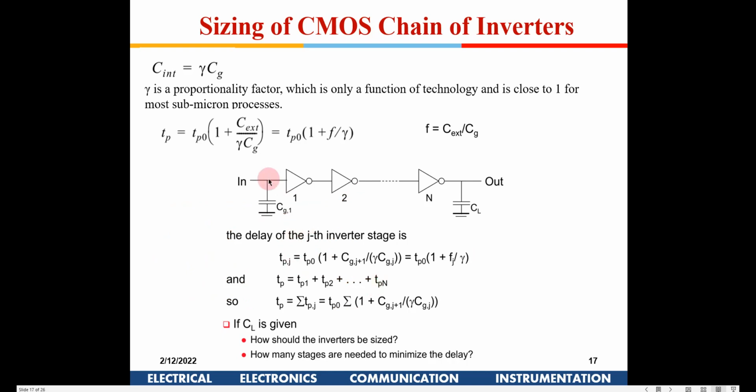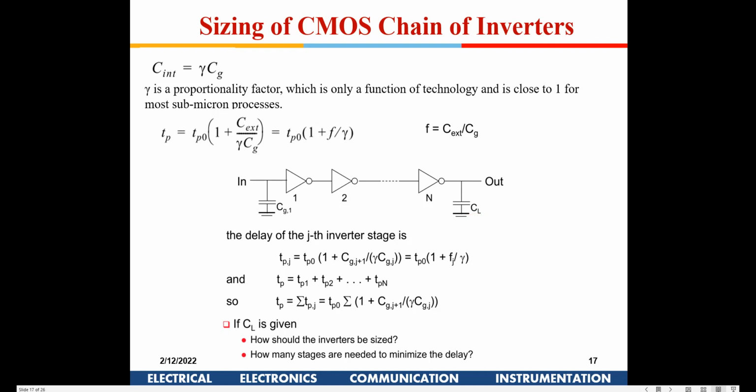Now suppose I have a load, CL, a large CL. Now should I use a single inverter to drive? I have one inverter and I have an external load, CL. Should I use a single inverter, or can I progressively have a chain of inverters so that the propagation delay is minimum? So how to go about deciding that aspect, we will see now.